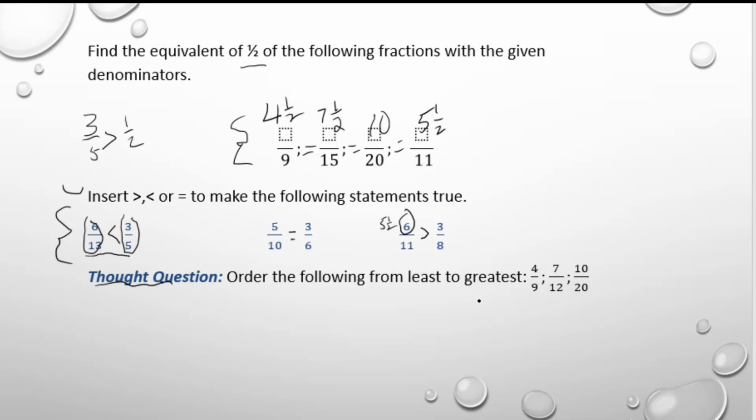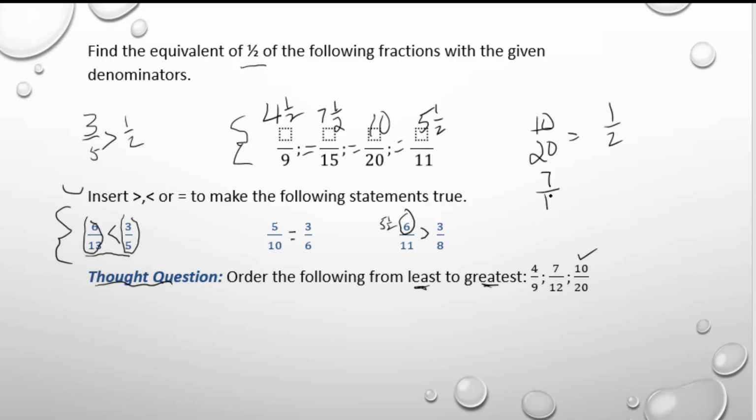Now here's a thought question. Order from least to greatest. So let's see what we can do here. This is exactly 1/2. Half of 12 is 6. So 10/20 equals 1/2.